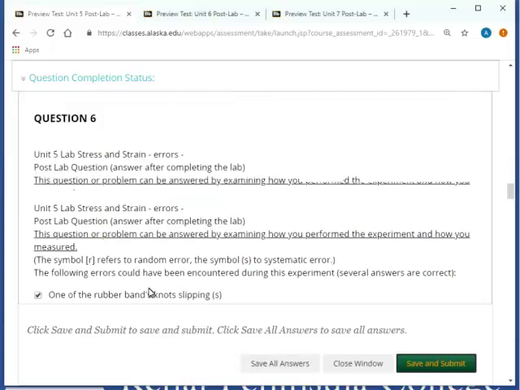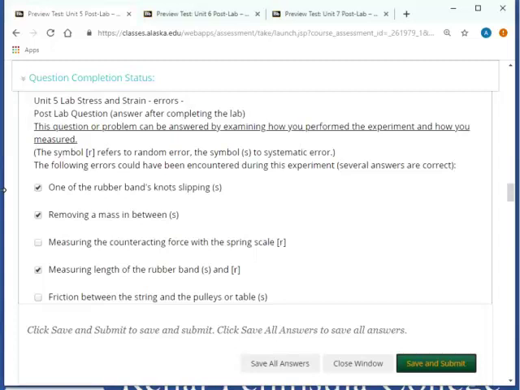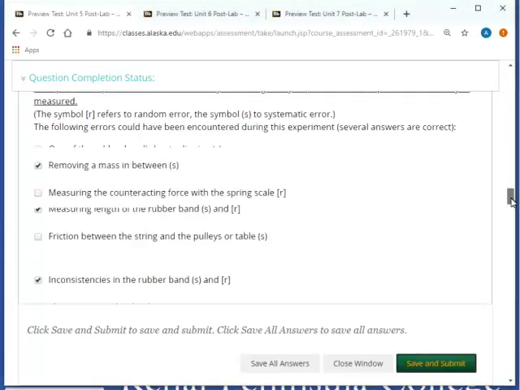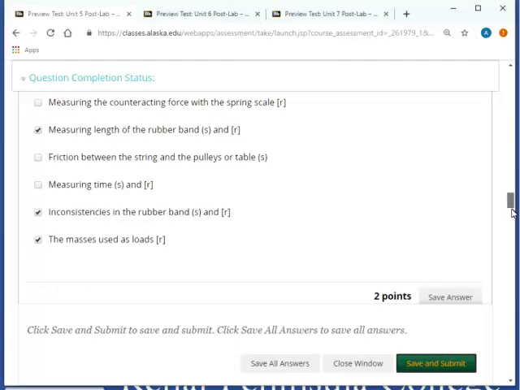All right, the errors for the stress and strain, again, these make sense, the ones that I checked here. You may want to double check it though. So the not slipping, removing masses in between, measuring length, inconsistency in the rubber band, the masses used as loads.